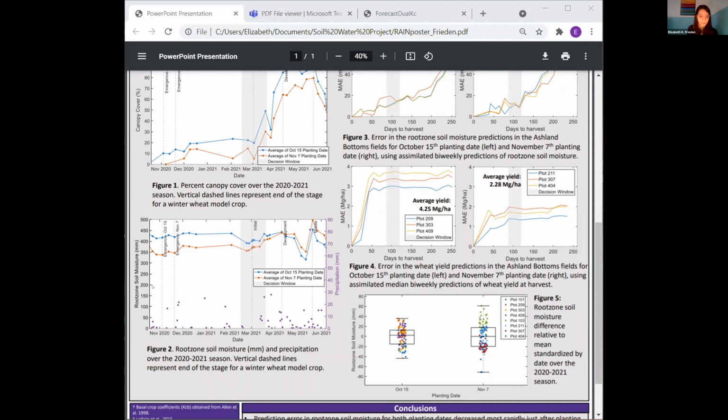So these purple points here are our precipitation. And again, we have our decision window. One of the first things you can see from this graph is that the root zone soil moisture roughly tracks precipitation, which is expected. We also see a little more variability in the end-of-season root zone soil moisture than the beginning-of-season root zone soil moisture, which would be especially interesting to see in other years. And as a reminder, what we're trying to do is predict these points from here.